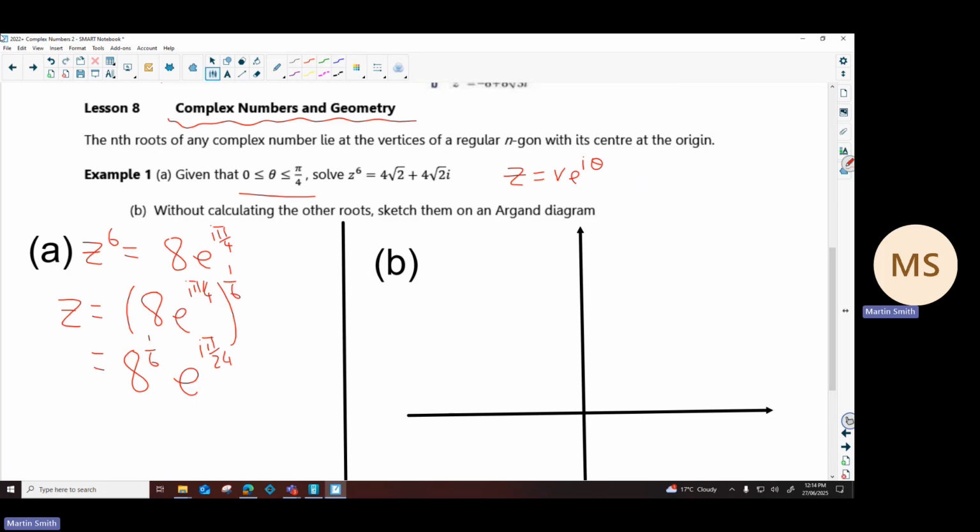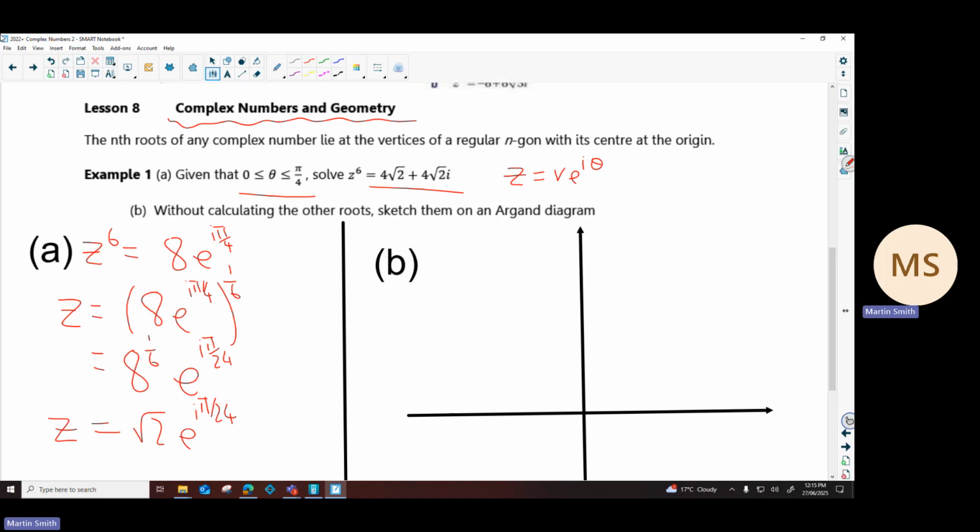Now 8 to the 6th can be simplified because that's 2 cubed to the 6th, which is therefore 2 to the power of 3/6, which is therefore 2 to the power of a half. So consequently, that means that z is equal to root 2 e to the i pi over 24. That's one of the 6th roots of this complex number. We found the 6th root whose argument is between 0 and pi over 4.